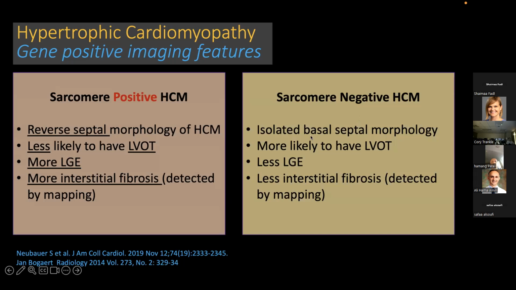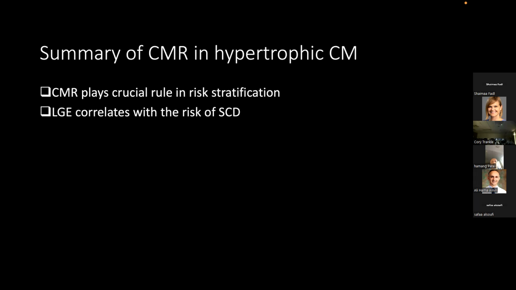Those patients are more associated with isolated basal septal hypertrophy, with subsequent more LVOT narrowing, but they have less LGE and less interstitial fibrosis. So cardiac MRI plays an important role in risk stratification, with the presence and extent of LGE correlating with the risk of sudden cardiac death.